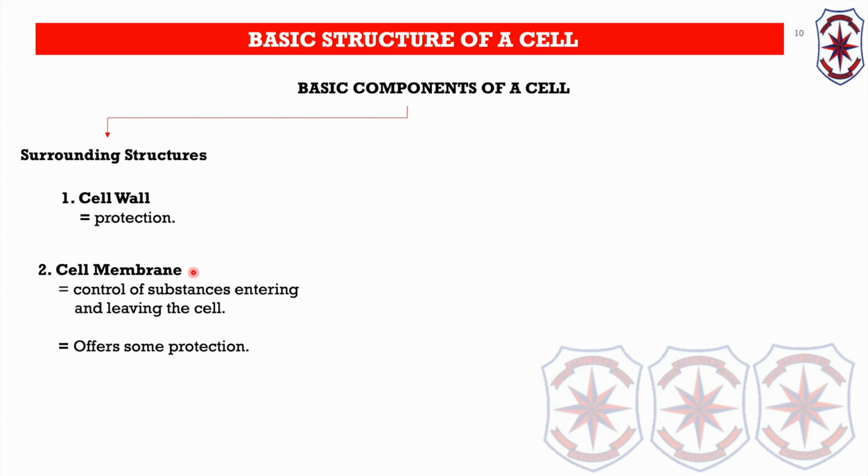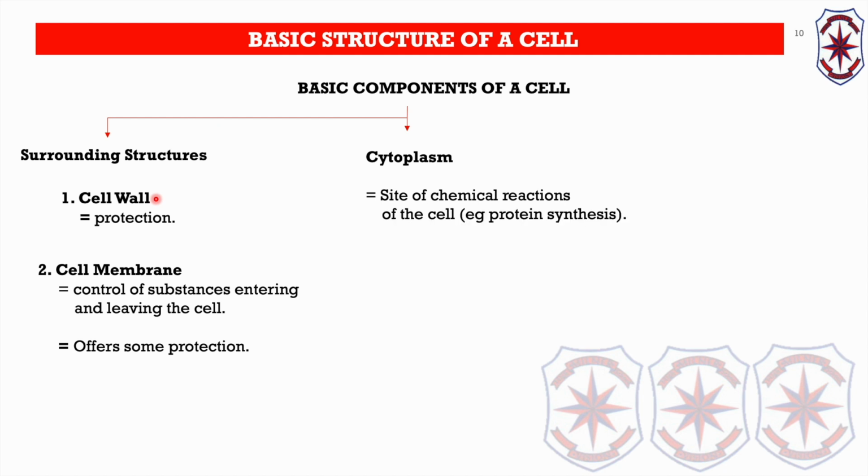And then the cell membrane offers some level of protection, especially for animal cells because they do not have a cell wall. The second component of cells is the cytoplasm. All right? Now, the cytoplasm is a watery jelly-like substance of the cell.